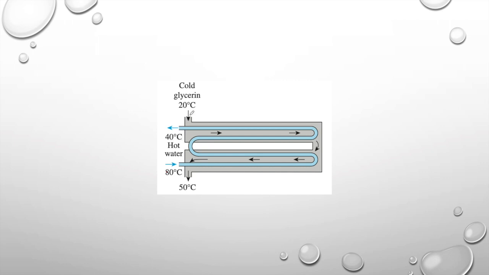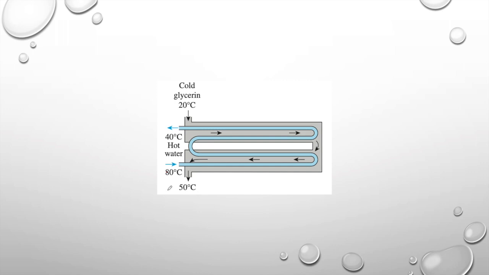The hot water is purposely used to heat the glycerin up to 50 degrees Celsius from 20 degrees Celsius. So the cold glycerin will be entered. The arrangement of this heat exchanger will be in the counter flow.